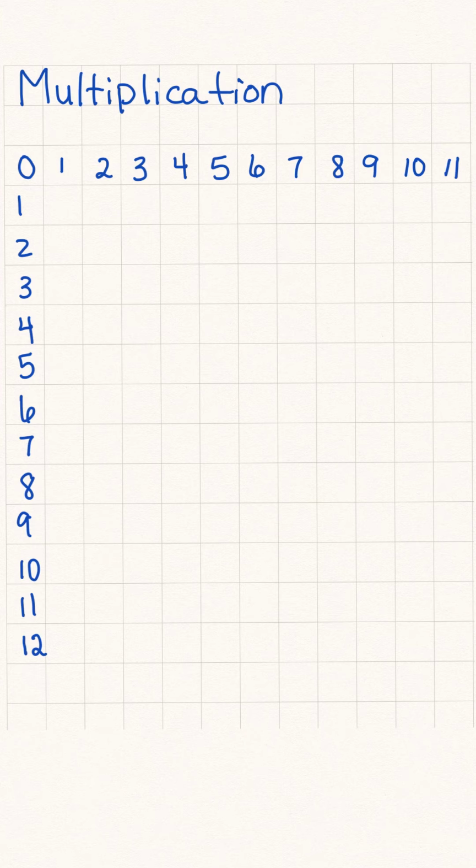So 1 times 1 is 1. 1 times 2 is 2. 3, 4, 5, 6 times 1 is 6, 7 times 1 is 7, 8 times 1 is 8, 9 times 1 is 9, 10 times 1 is 10, 11 times 1 is 11, 12 times 1 is 12.